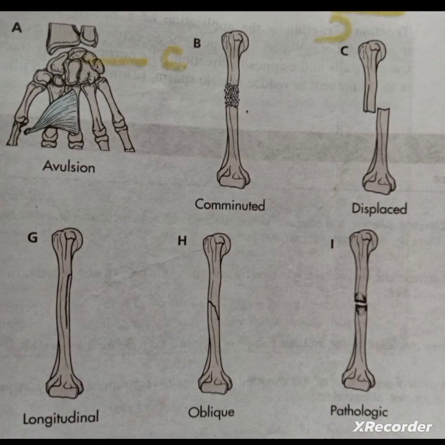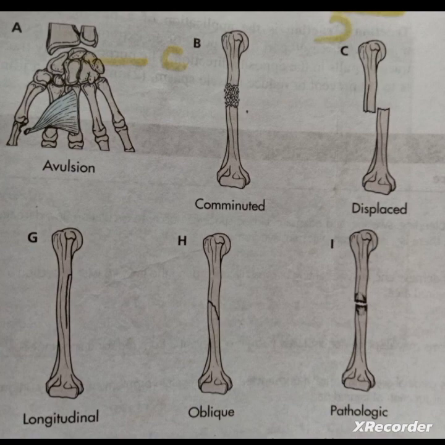Types of fractures based on characteristics. The first one, avulsion. Avulsion means a fracture of bone resulting from the strong pulling effect of tendons or ligaments at the bone attachment. So, avulsion fracture is mainly due to the strong pulling effect of a tendon or ligament, and the bone will be fractured. That is known as the avulsion fracture.